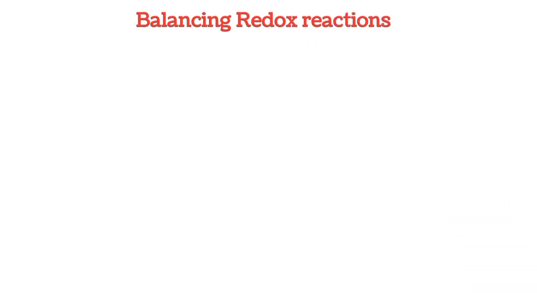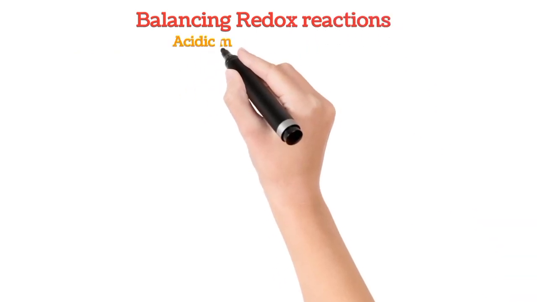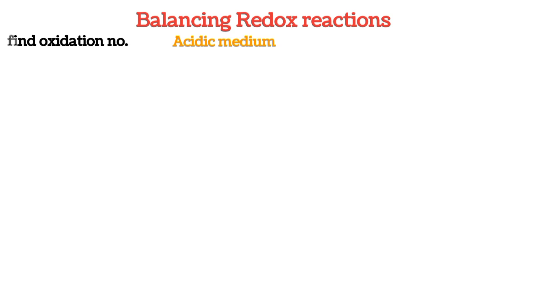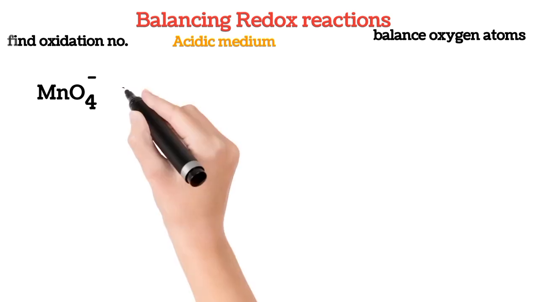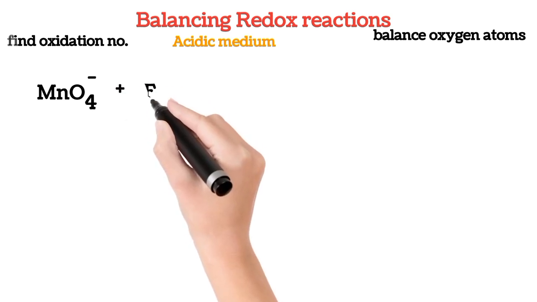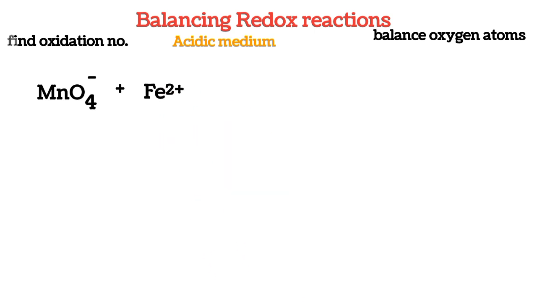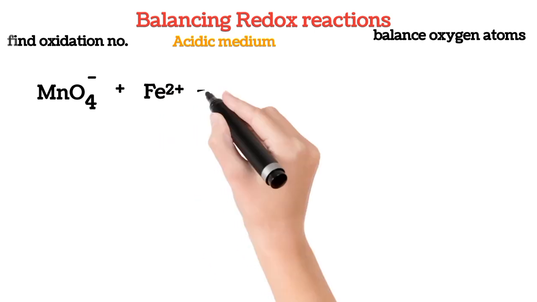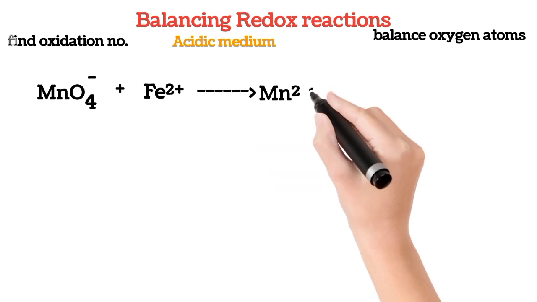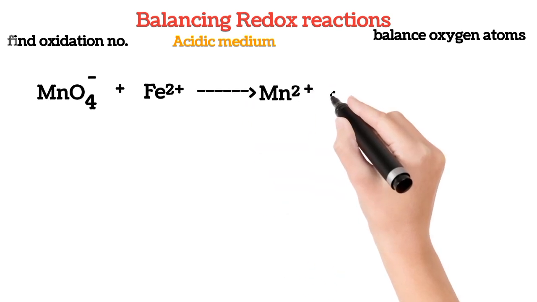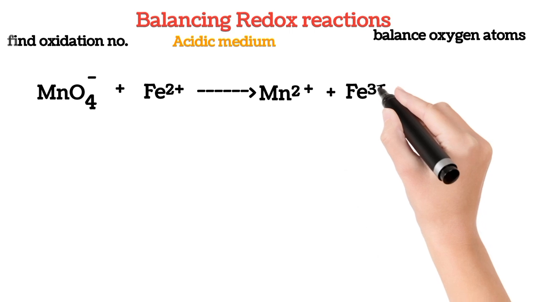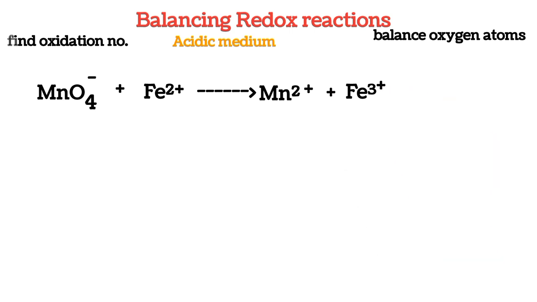Alright, let's go into balancing redox reactions proper. That is balancing of oxidation reduction reactions in acidic medium. First, we are going to find the oxidation number of elements with variable oxidation state, and then we're going to balance the oxygen atoms. We are using the ionic method. Now, in the reaction, MnO4 minus plus iron 2 plus, that is Fe2 plus, to form the manganese ion Mn2 plus and iron 3 plus, that is Fe3 plus.